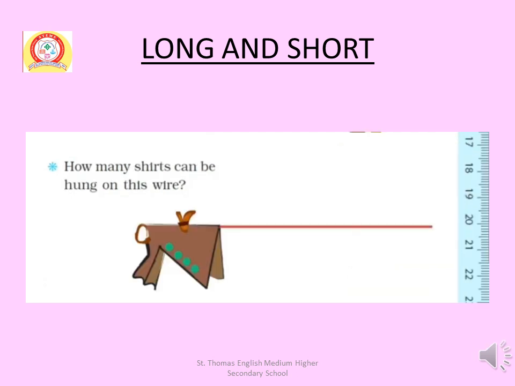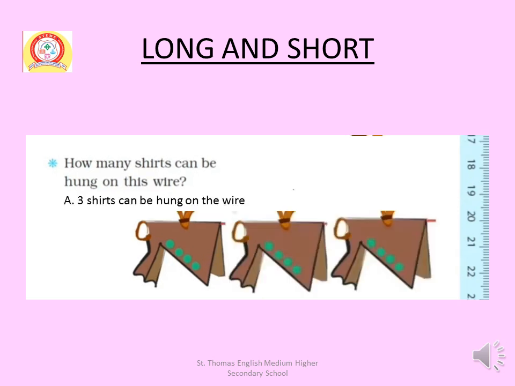Here, one shirt is hanging on this wire. So, we have to count how many shirts can be hung on this wire. What is the question? How many shirts can be hung on this wire? Here we are observing 3 shirts are hanging on this wire. So the answer is 3 shirts can be hung on the wire.